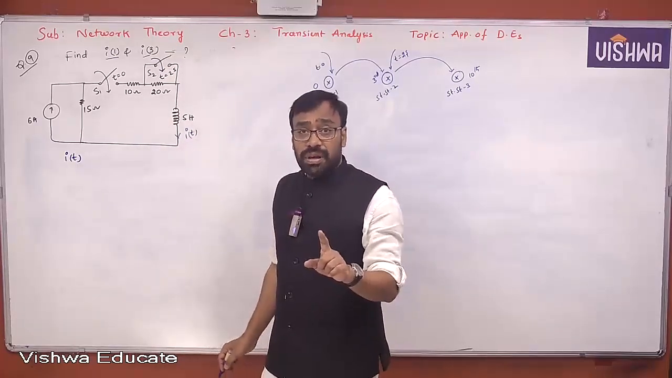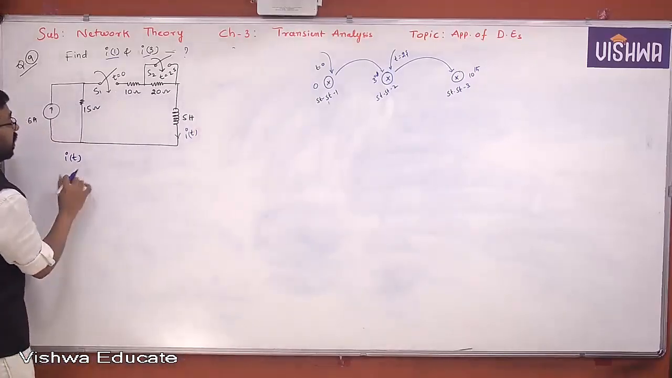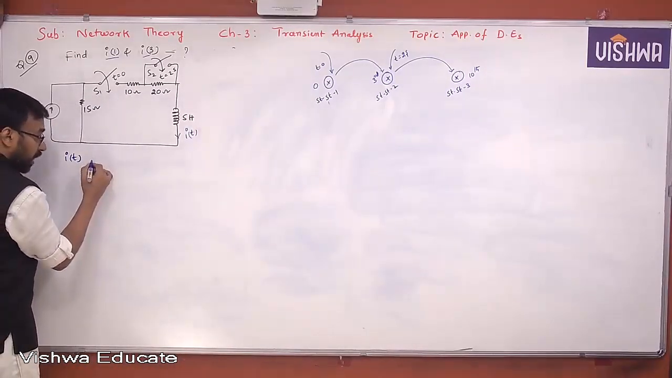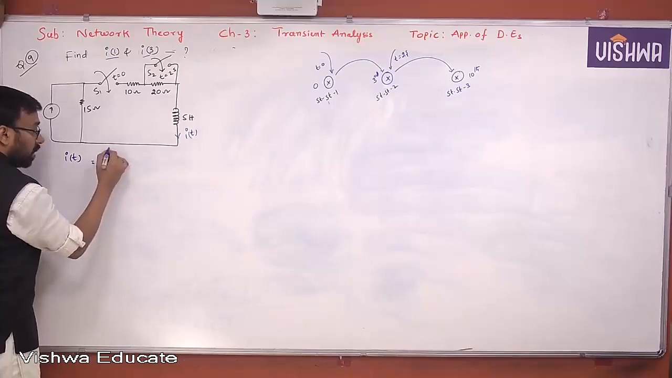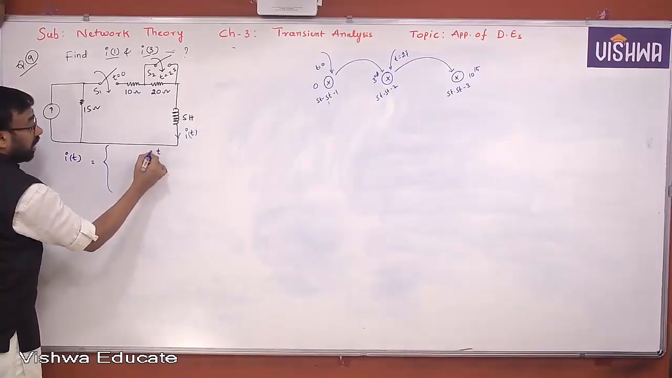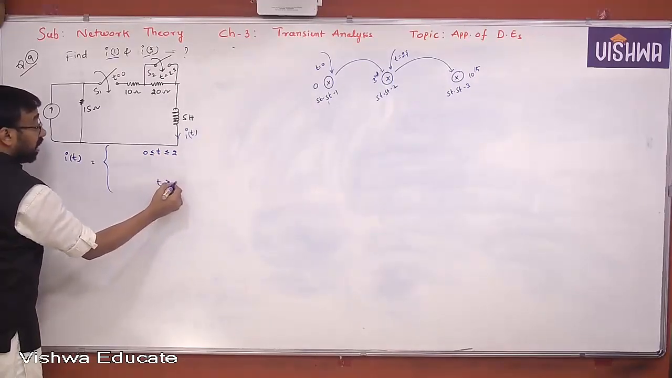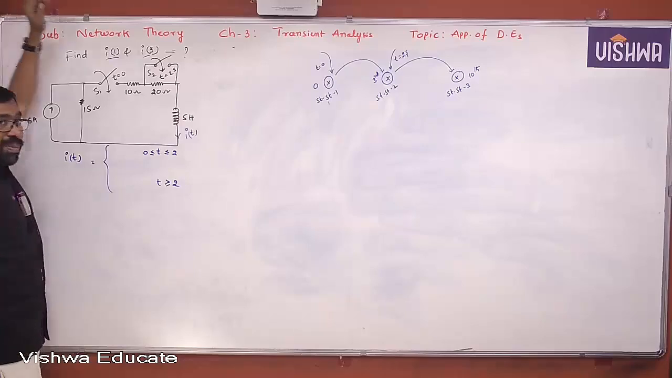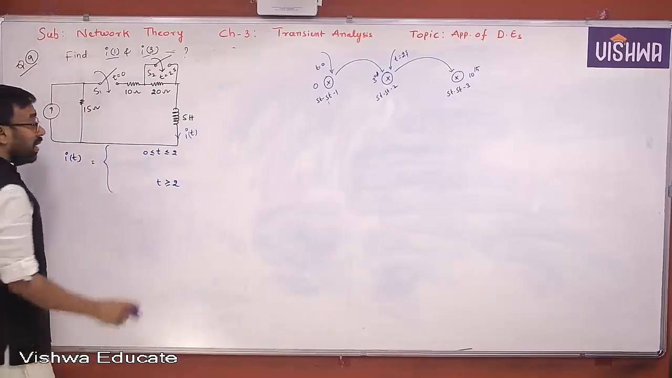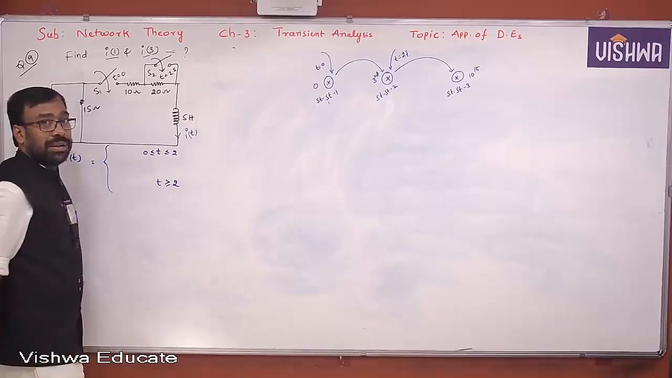You understand, all of you? Okay. Therefore, you need to calculate the I of t for t greater than 0 and less than 2, and t greater than or equal to 2. I hope you understand the point. Okay, t greater than 0 and less than 2, and t greater than or equal to 2 seconds.